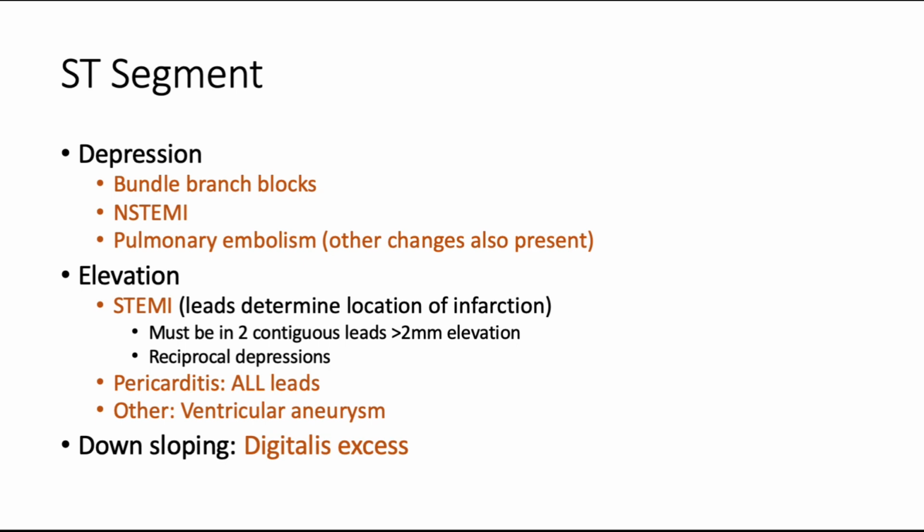Then we talk about elevations, and these are our STEMIs. These are our big red flags. You need to do something right now. Probably the number one indication for getting an EKG is concern for a STEMI, but the criteria is that there must be 2 contiguous leads with greater than 2 millimeters of elevation.